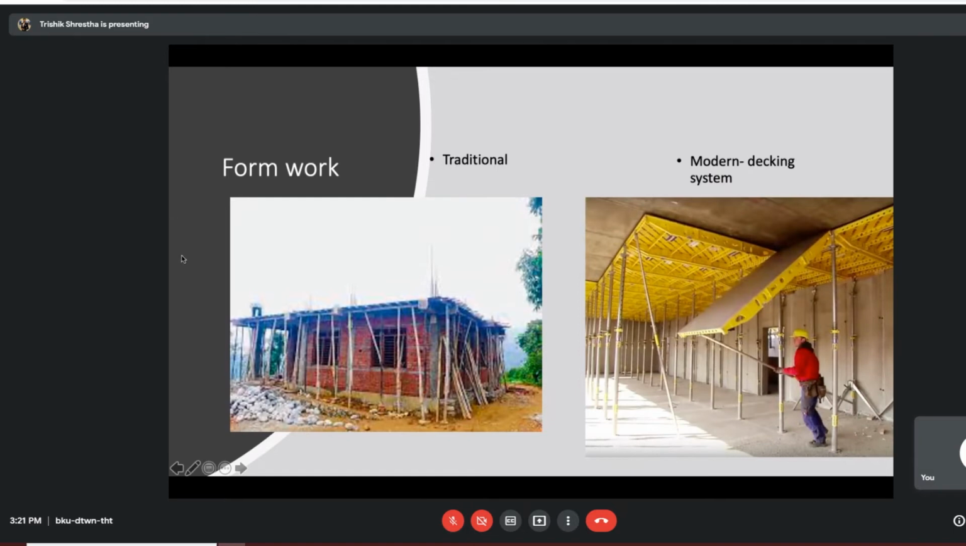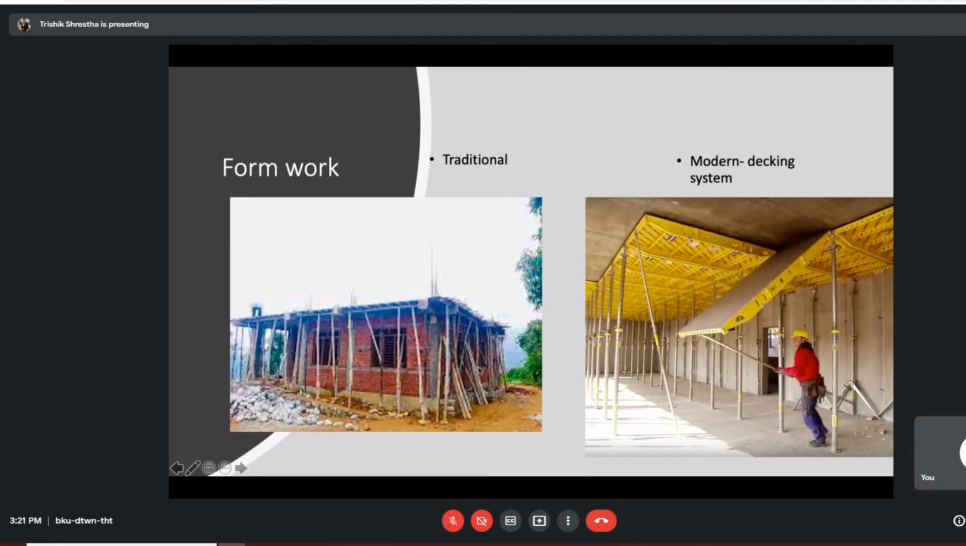Now this is where things start to get a little bit expensive in the short run, but it's still cheaper in the long run. This is the modern decking system. Now look at how different these two pictures are. The modern decking system allows you to use already made panels. These panels have a fixed shape and size. All you have to do is put them up and hold them up using these props that we call steel props. So one or two people can just set up an entire floor of formwork in a matter of hours.